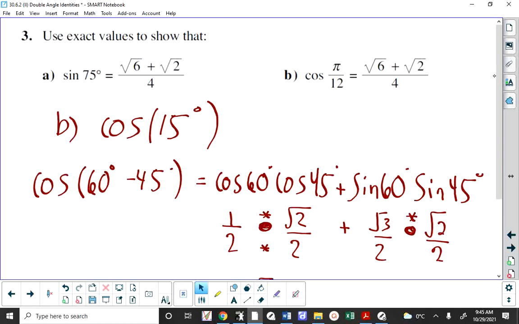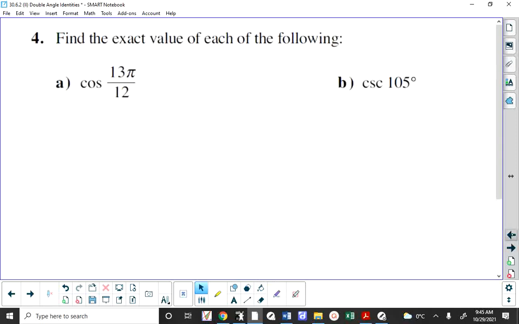One final question before we move on. Go ahead, JV. 4b? So cosecant, okay, I'm glad you asked about this because it's not sine or cosine. We don't have a sum or difference identity for cosecant.